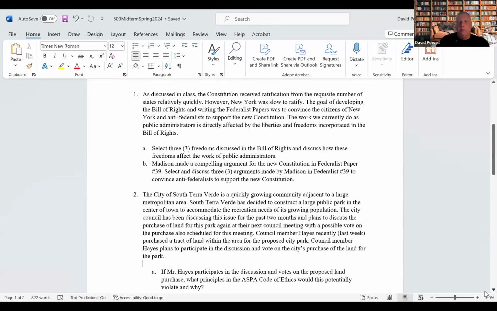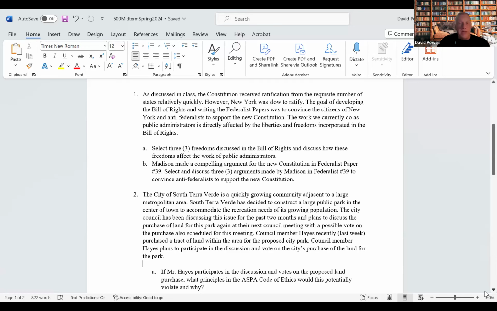The work we currently do as public administrators is directly affected by the liberties and freedoms incorporated in the Bill of Rights. This is why one of those ASPA principles is to uphold the Constitution and the law. So our qualified good faith immunity means we have to be aware of these liberties and these freedoms. In question 1A, select 3 freedoms discussed in the Bill of Rights and discuss how these freedoms affect the work of public administrators. The freedoms you pick are completely up to you: freedom of speech, freedom of press, right? Whichever ones you want to select from the Bill of Rights, you can select 3 of those, and then discuss how they may affect the work of a public administrator.